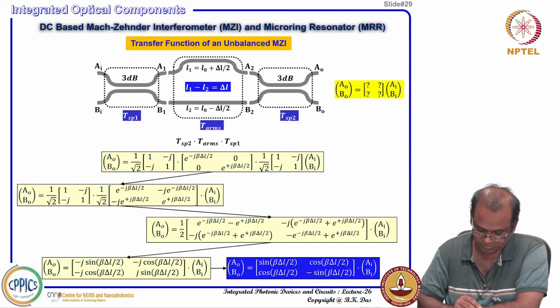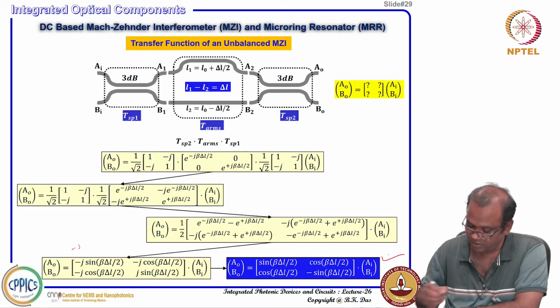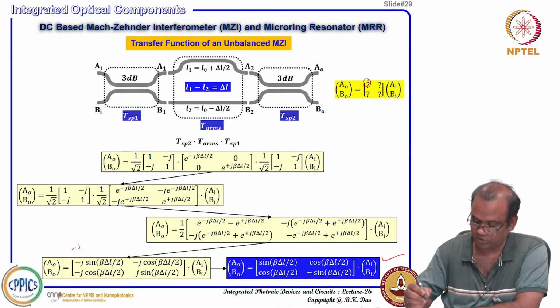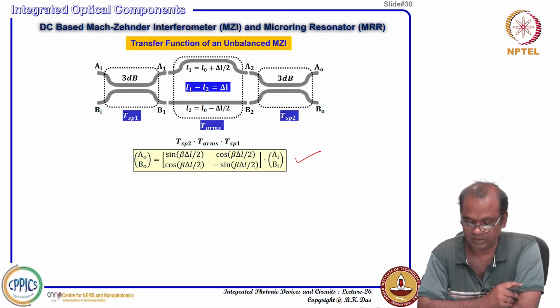You simplify this one. After simplification, you take minus j as a common factor out. Then you get a very nice transfer matrix, which relates A naught B naught to the input AI BI. Now you know what the elements are. This one will be sin beta delta L by 2, and this one will be cos beta delta L by 2, and so on. There are 4 elements, we can enter them here, and this is the ultimate transfer matrix.